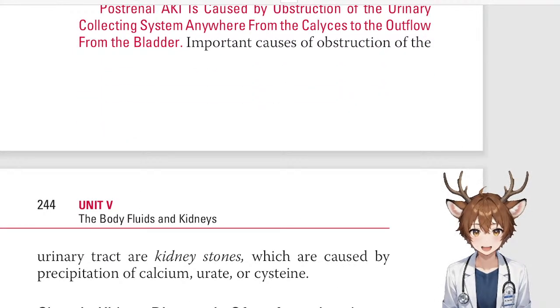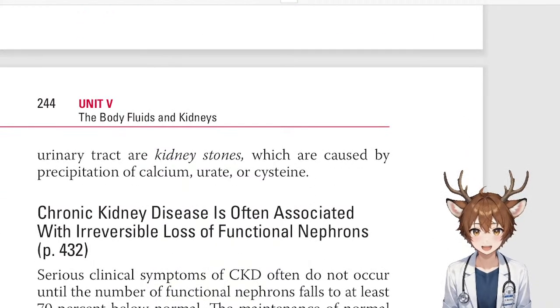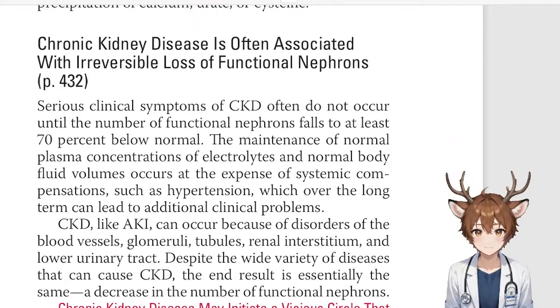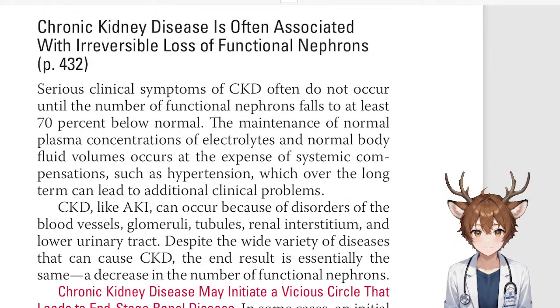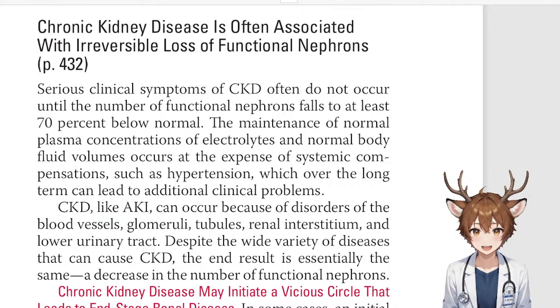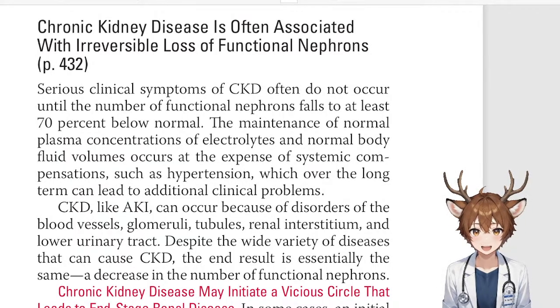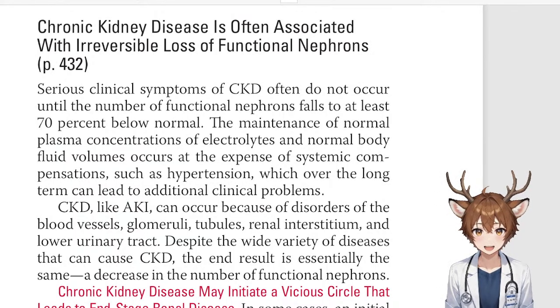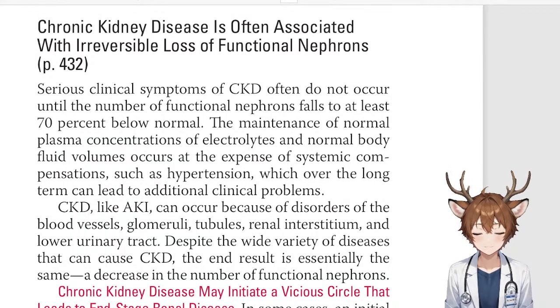Anyway, back into it. Important causes of obstruction of the urinary tract are kidney stones, which are caused by precipitation of calcium, urate, or cysteine. Chronic kidney disease is often associated with irreversible loss of functional nephrons. Serious clinical symptoms of CKD often do not occur until the number of functional nephrons falls to at least 70% below normal. The maintenance of normal plasma concentrations of electrolytes and normal body fluid volumes occurs at the expense of systemic compensations such as hypertension, which over the long term can lead to additional clinical problems.